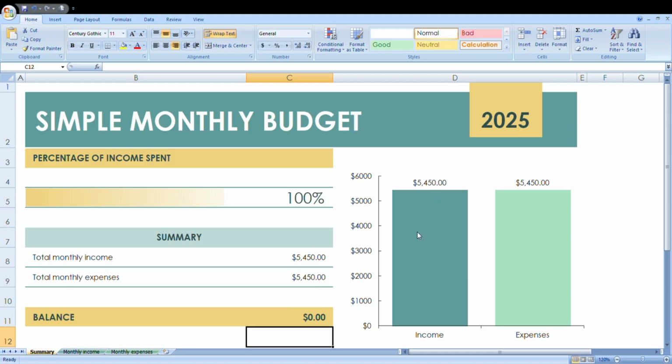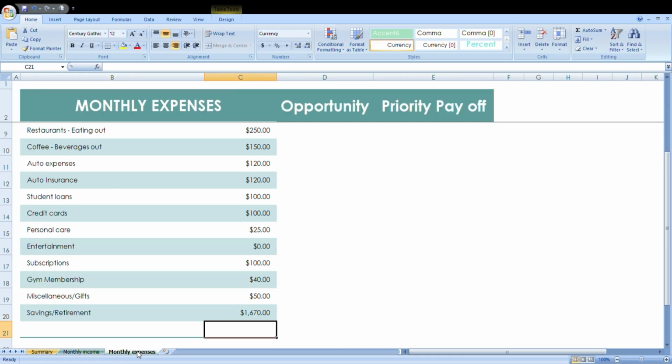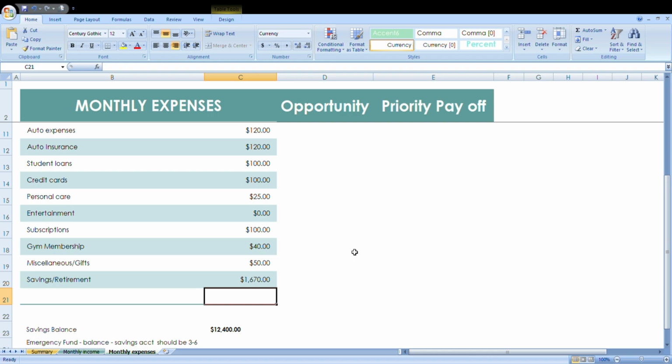You have a balanced budget. It's 100% allocated. You have $5,450 in income, $5,450 in expenses. You have a zero difference. These two equal. So that is what you're looking to do. I'm going to do a video on how to figure out where to put this $1,670.